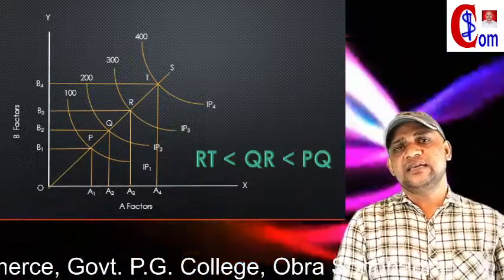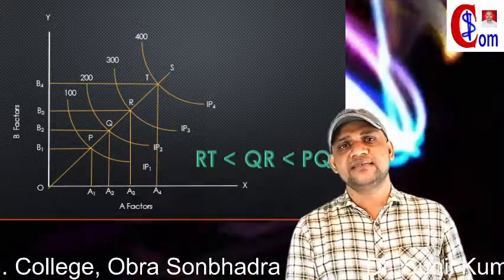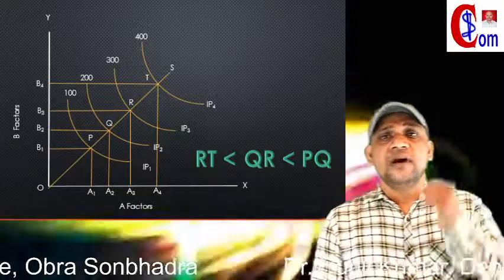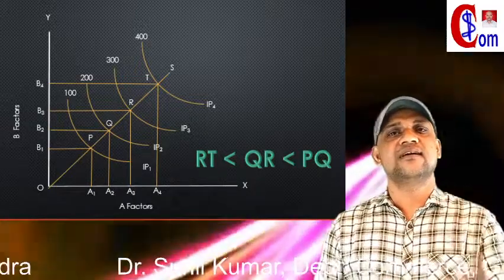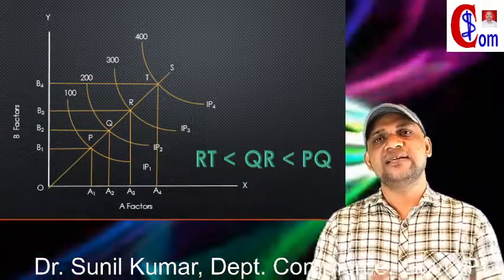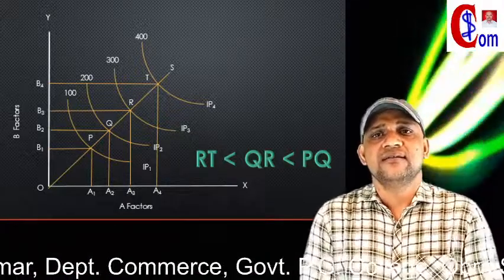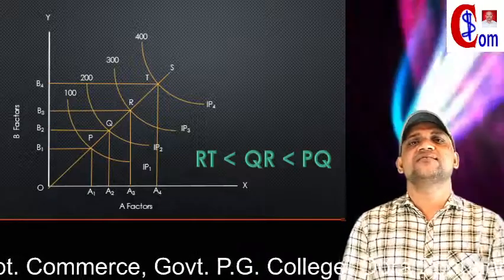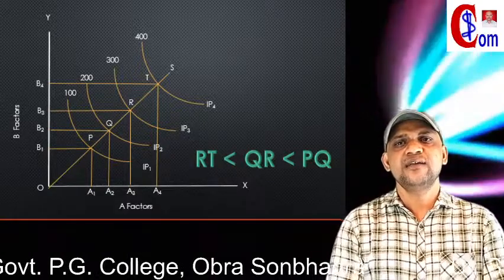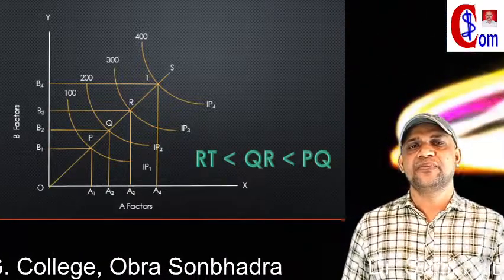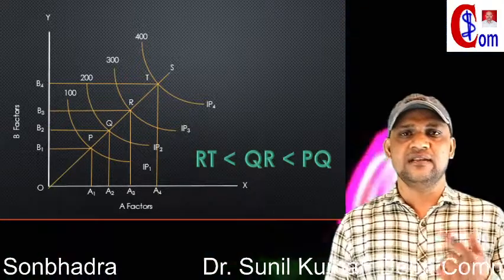Why has this equation or this type of incident happened? What is the reason for increasing return to scale? Because of indivisibilities of factors of production, division of labor and specialization, and production economies. These reasons increase the return to scale.